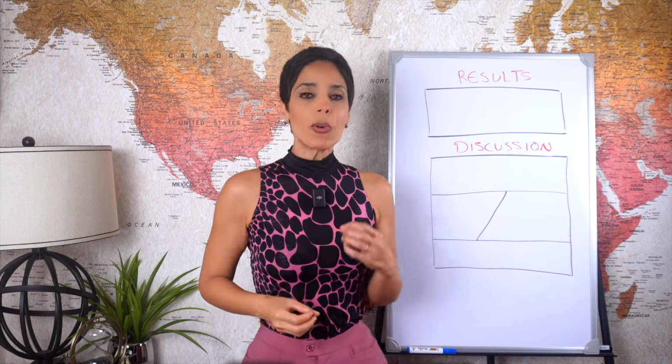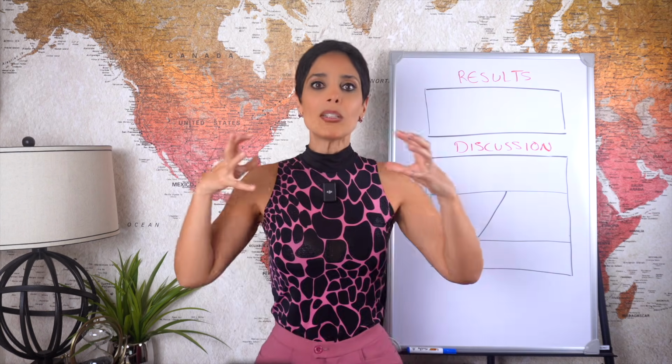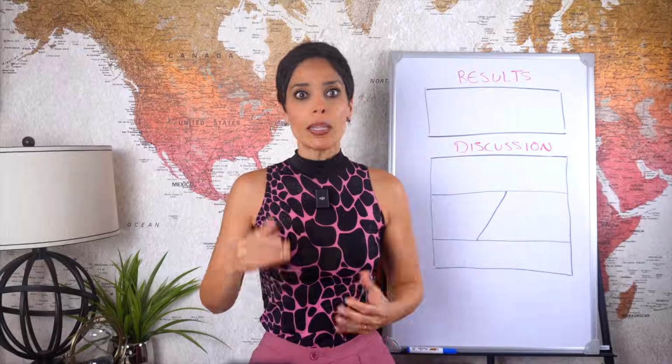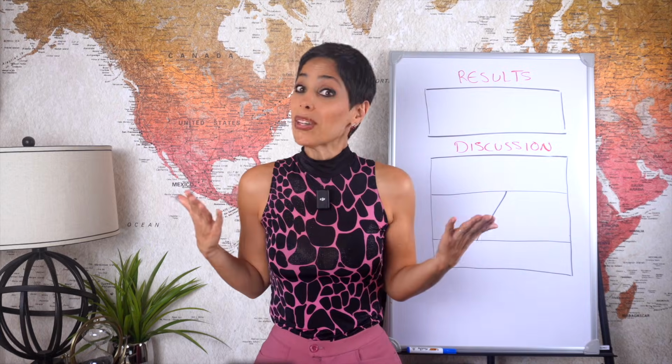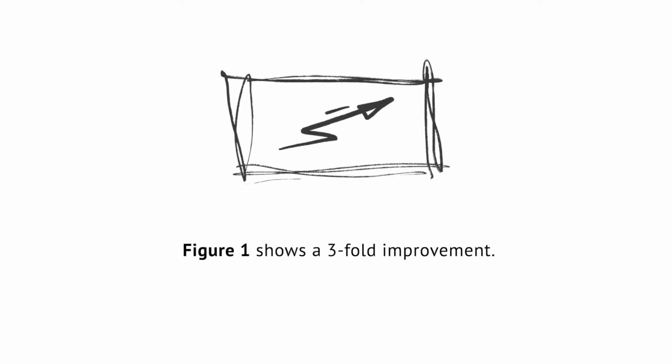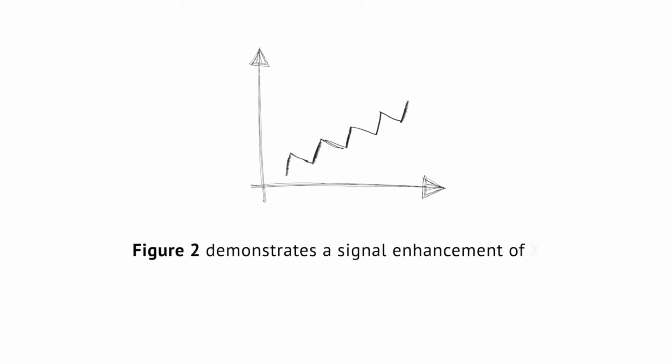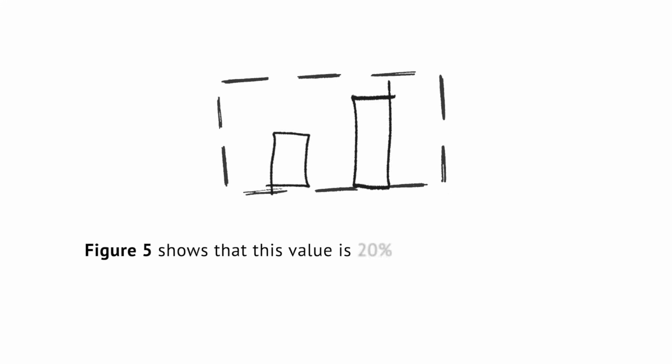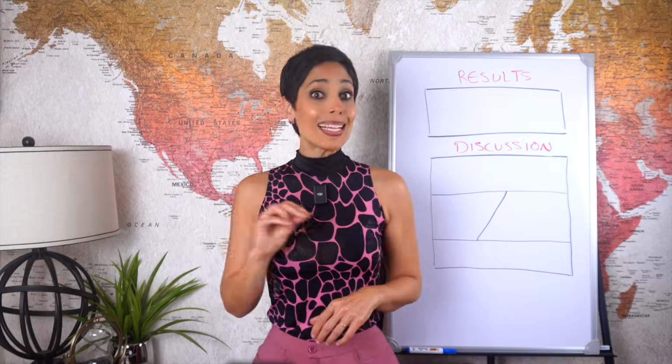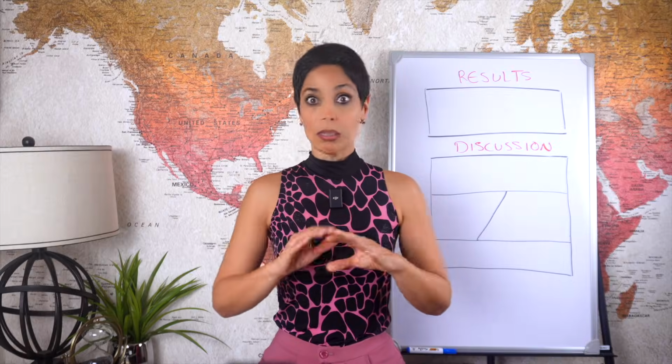Here's the essence. For writing any paper, you start by putting together the core of your article: figures, tables, schemes, graphs, literally whatever shows your findings. Then look at Figure 1 and describe precisely what the readers see. Figure 1 shows a threefold improvement. Figure 2 demonstrates a signal enhancement of X times. Figure 5 shows that this value is 20% higher than the other. Exact numbers, clear comparison, nothing extra.